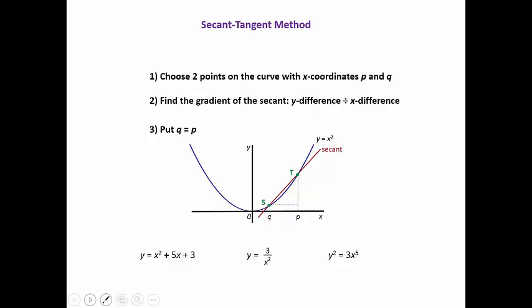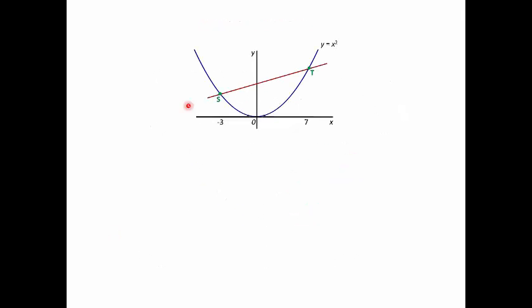So I'm going to show you now an alternative way of getting gradients that's actually quite useful. So if we just return to that parabola y equals x squared and the secant, we know the gradient of that secant. If these x-coordinates are minus 3 and 7, we simply add those numbers up, remember? And so we get 4. The gradient of st is 4.